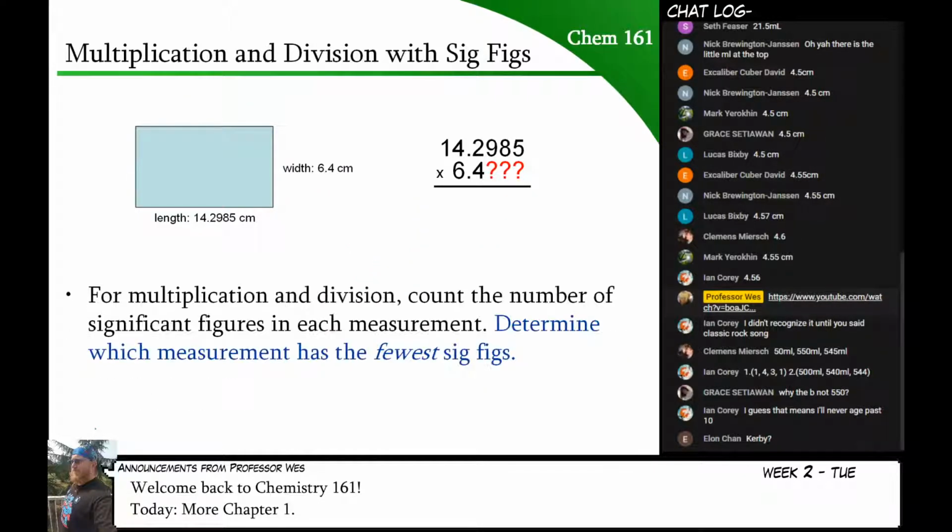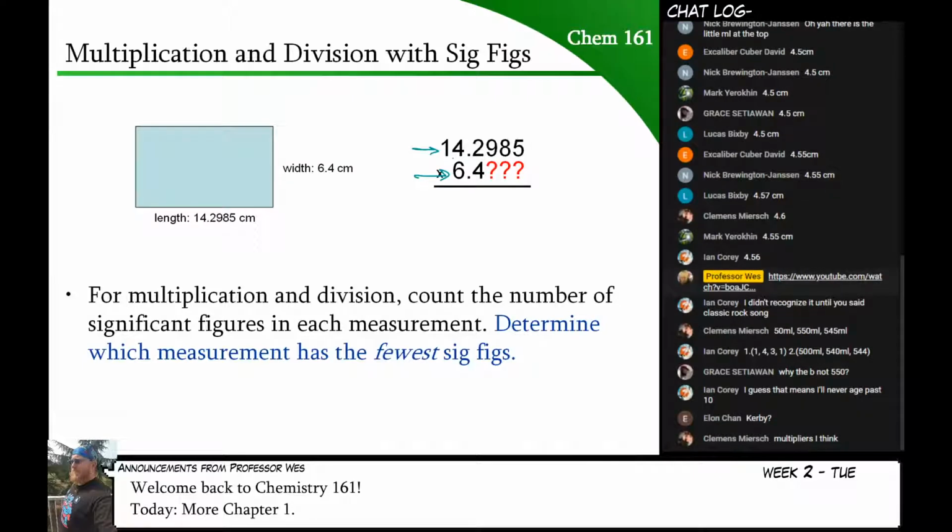What we're instead going to do is just summarize it in the following manner. For each number that is going into the multiplication or division operation, count the number of sig figs it has. So this top number here, 14.2985, has 6 sig figs. This second number here, 6.4, has 2 sig figs.